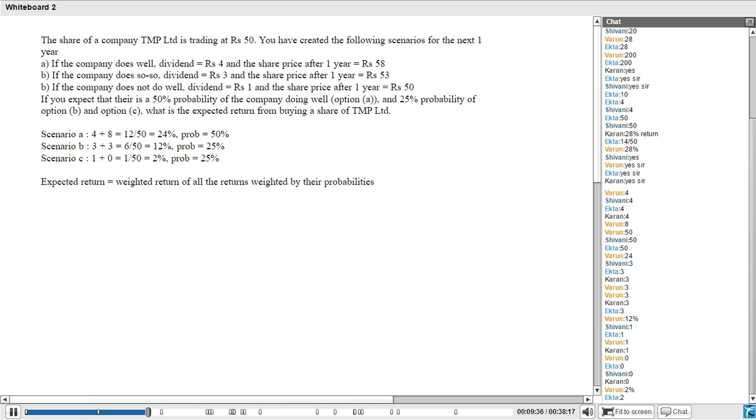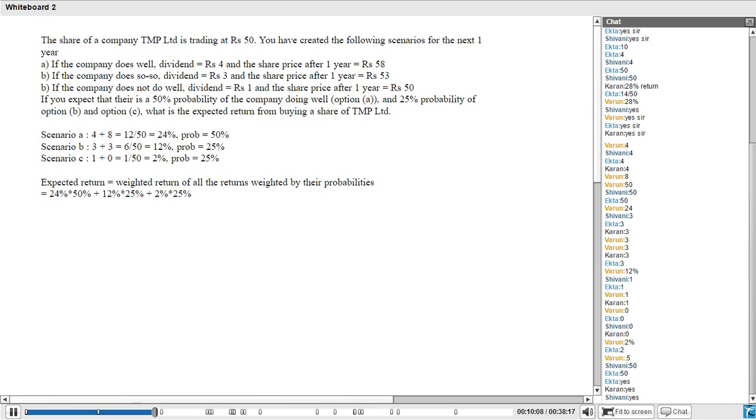So in scenario A, what is the return? 24%. And what is the probability of scenario A? 50%. Plus scenario B, the return was 12% into a probability which is 25%. Plus scenario C was 2% into a probability of again 25%. Is that clear?